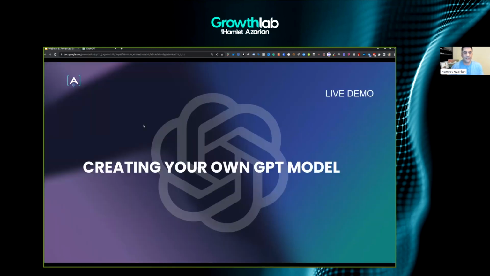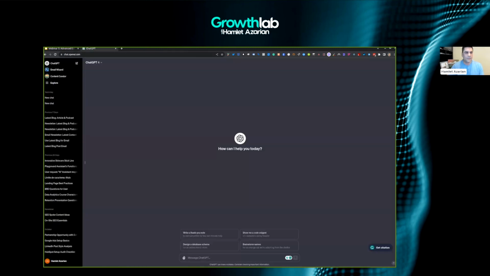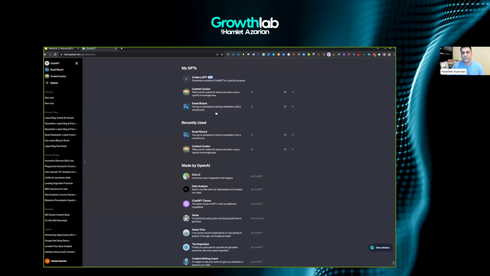So let's get started on creating your own GPT now. So this is the ChatGPT interface. You have to be on the paid account. So let's first start there. Once you're in the paid account, you're able to start creating your own GPT. The way you do that is you go to Explore. Once you go to Explore, the first step is to click on Create a GPT.